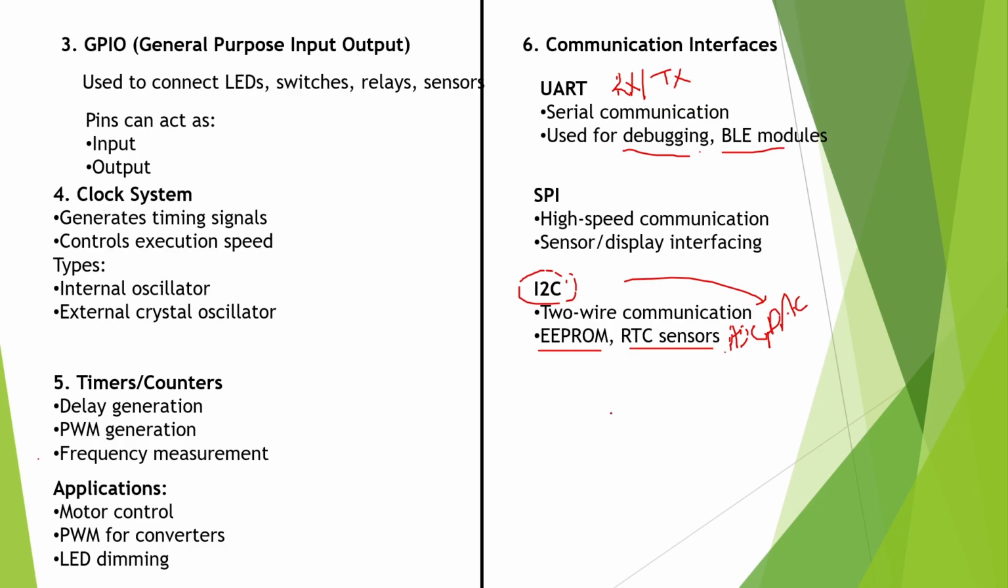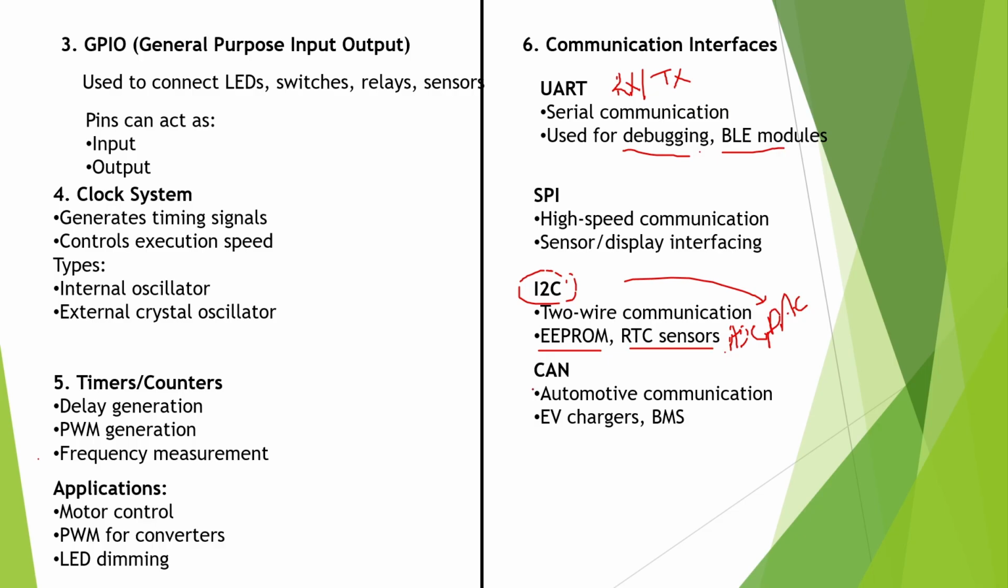Understood? So you should remember the purpose of UART. What is the purpose of SPI? What is the purpose of I2C? You cannot use I2C in place of SPI or SPI in place of UART. Understood?